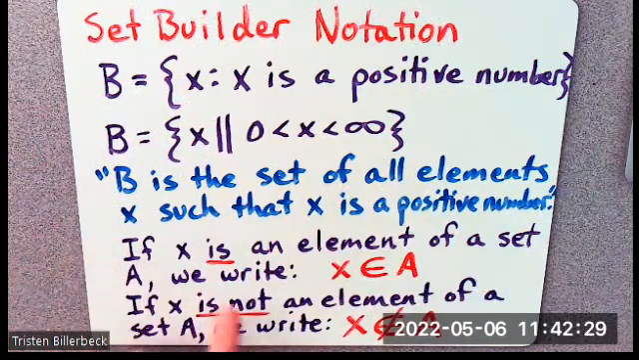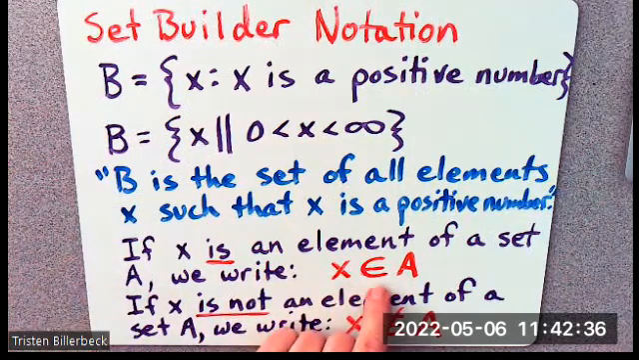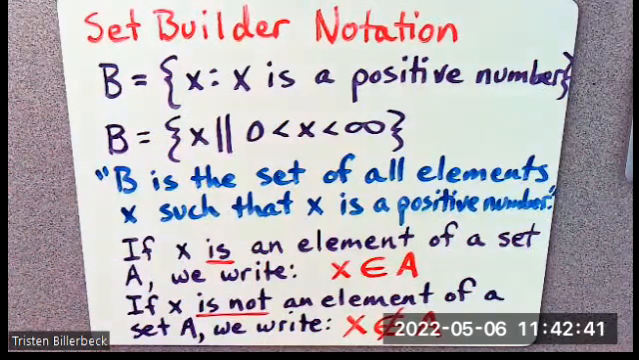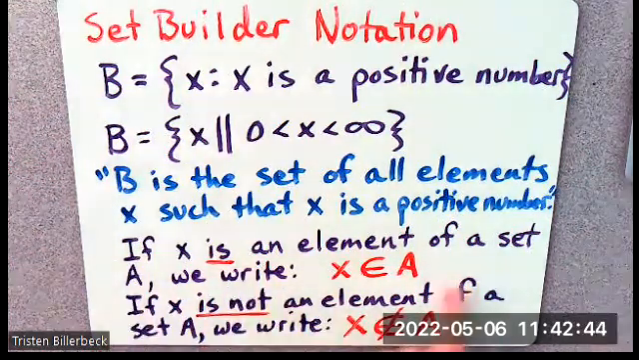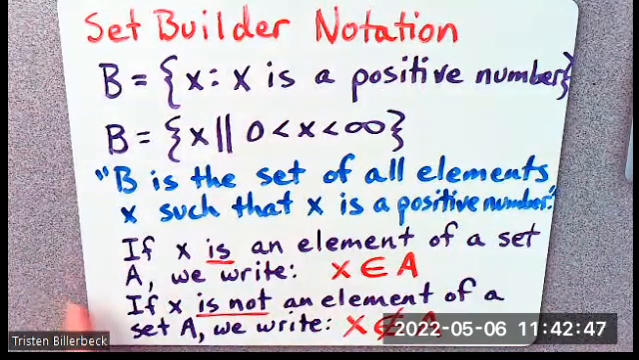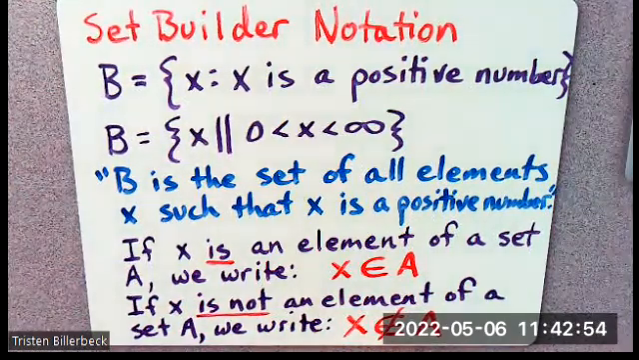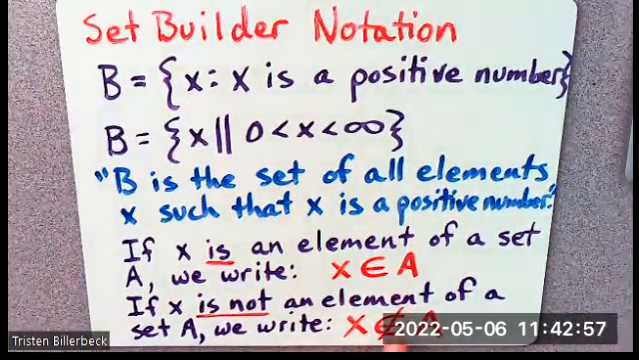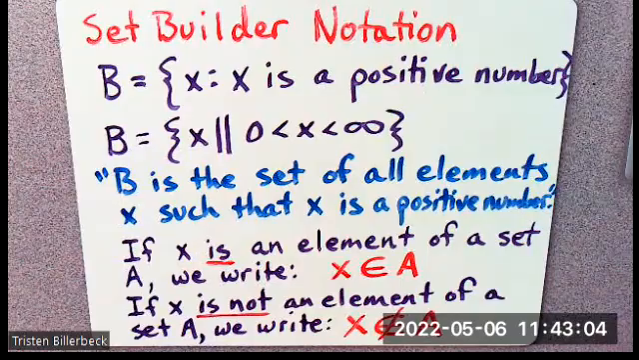If X is an element of a set A, we write X is an element of set A. We have a lot of symbols, which is shorthand, so we don't have to write all these words. If X is not an element of set A, we write X is not an element of A. We put a slash through the symbol, and that means not. Whenever you see a slash through something, it means not.